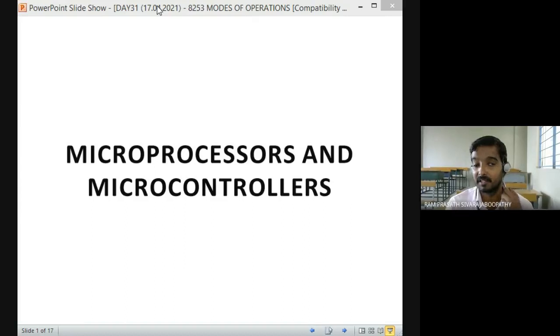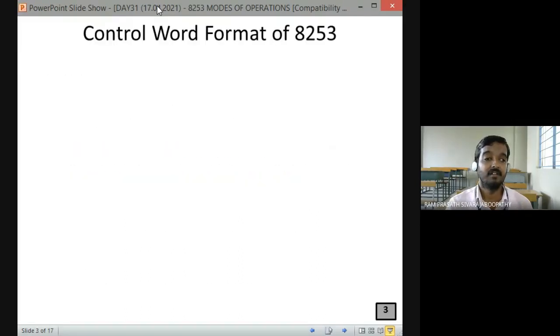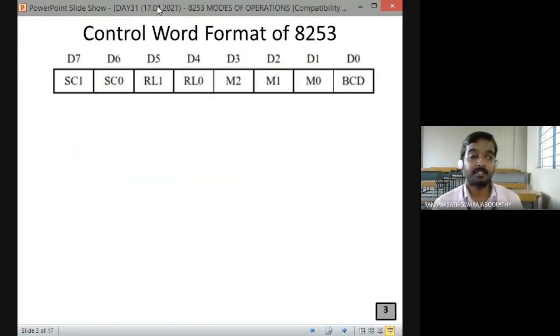Okay, these are the things we have discussed in the previous session. At last, we discussed the control word format of 8253. So we are going to continue from that. Yes. See, what is the purpose of the first 2 bits, SC1 and SC0?